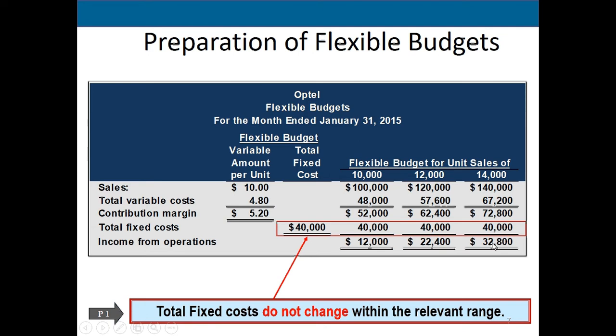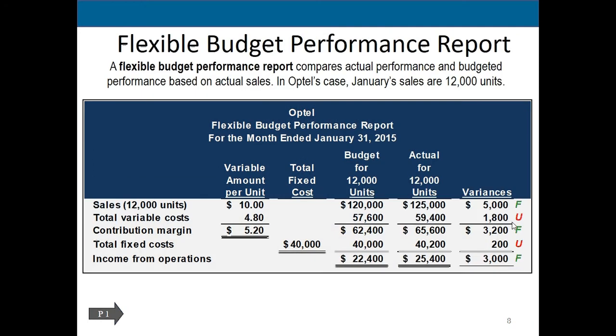Could you do a flexible budget on, I don't know, 13,532? Absolutely. You could put 13,532 in here and carry the math over and see exactly what your budget should look like if you sold 13,532 units. Now that we have this type of information, we can compare our flexible budget to our actual. So here it is.